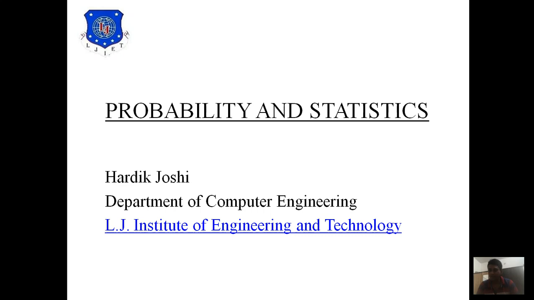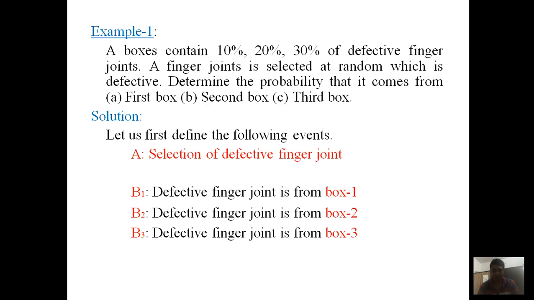Now in this lecture we shall learn some more examples of Bayes theorem. So let's see the first example. A box contains 10%, 20%, 30% of defective finger joints. A finger joint is selected at random which is defective. Now we are interested to determine the probability that it comes from, say, the first box, second box and third box.